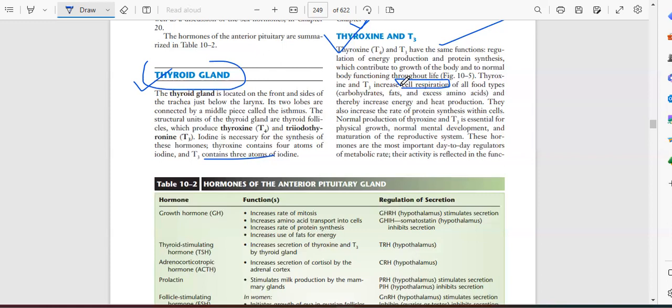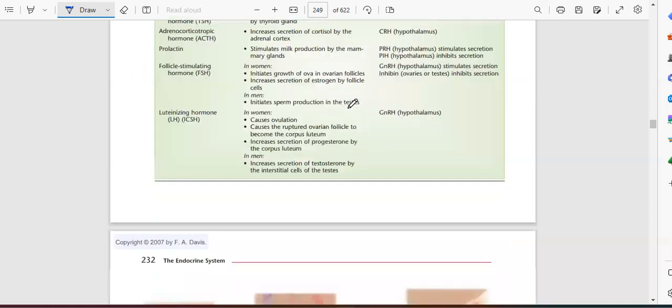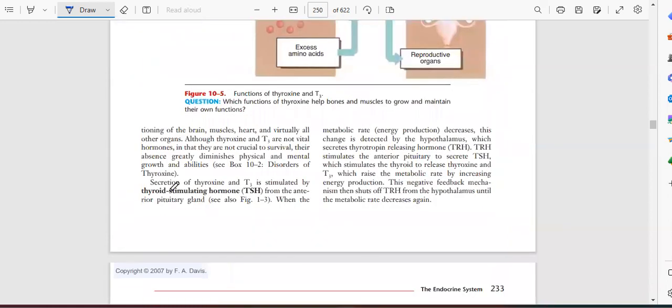Okay, and what will happen? Some ladies will get unwanted hair, and hair fall is seen because they are not getting nourishment, they are not getting energy. Okay, so that's the reason. So it is a basic function of thyroxine and T3.